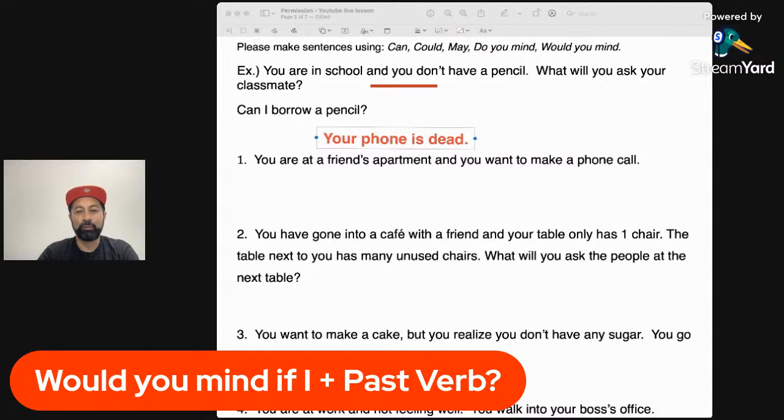So what verb will you use in this situation? Would you mind if I plus a past verb? There are many answers for this, so don't worry. We can use a lot of different verbs. I'll give you the standard verb that most people will use, but I'll also give you a fun verb that I use in this situation.